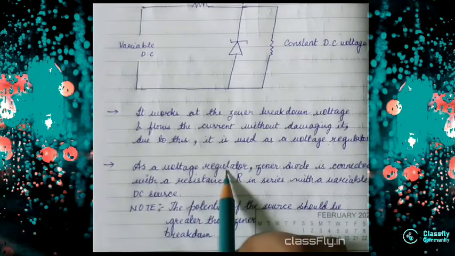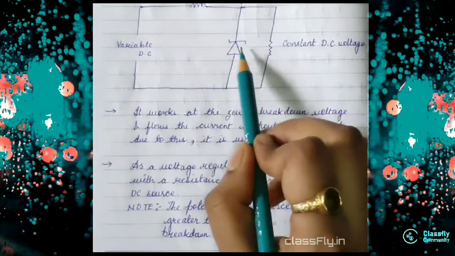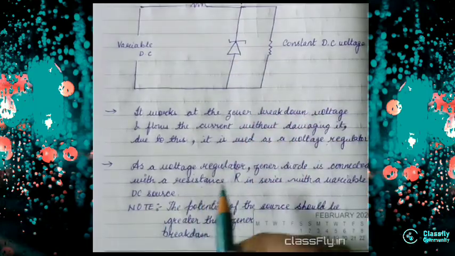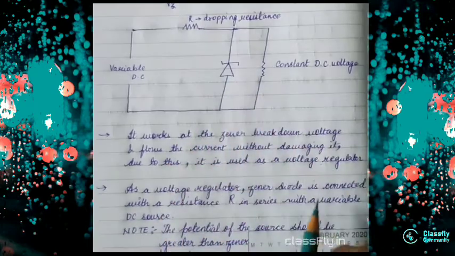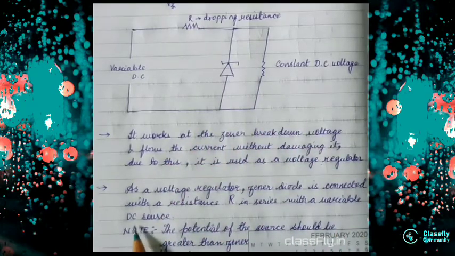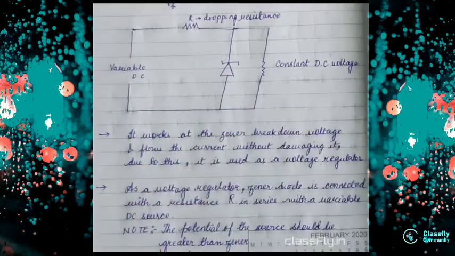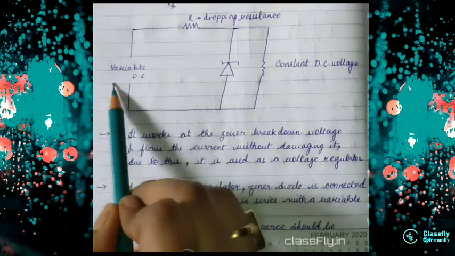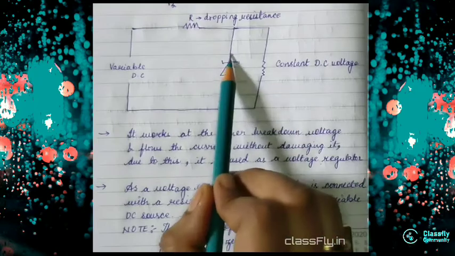As a voltage regulator, the Zener diode is connected with a resistance R in series. This is the R which is in series, right? And with a variable DC source. Perfect. Now see, note this point, that the potential of the source should be greater than the Zener breakdown. The potential of whatever the supply should always be greater than this Zener diode breakdown.